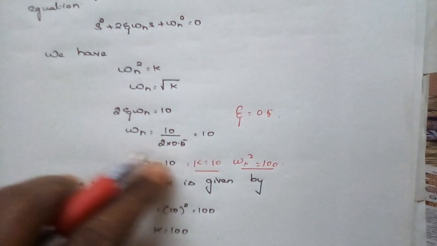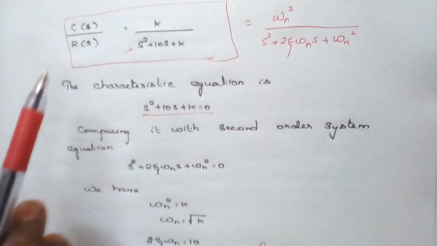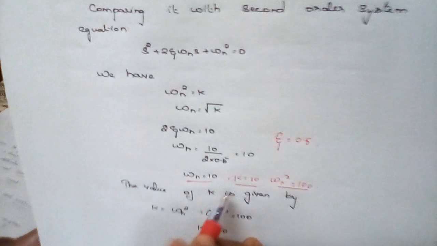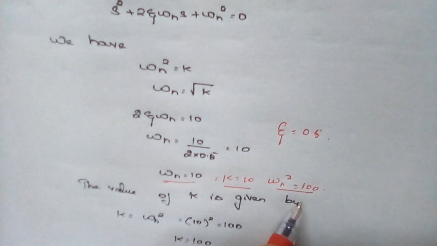This is the first unknown we have found out. We have found the unknown by the means of comparing the standard form of the second order equation, and also with the help of the damping ratio which is given in the problem, we have come to know that omega n is equal to 10, which is equivalent to the k value, and omega n square is equal to 100.